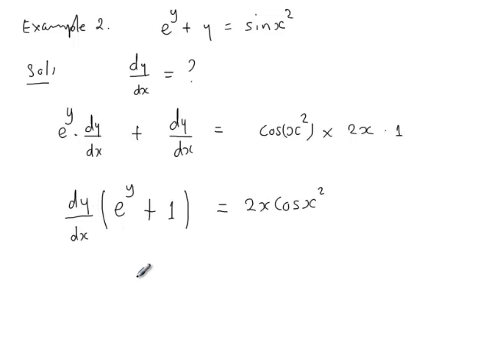Then after that, we make our dy dx, which is our target, the subject of the formula by dividing both sides by what is in brackets. Then you get 2x cosine x squared all over e to the power y plus 1. Then we're done.